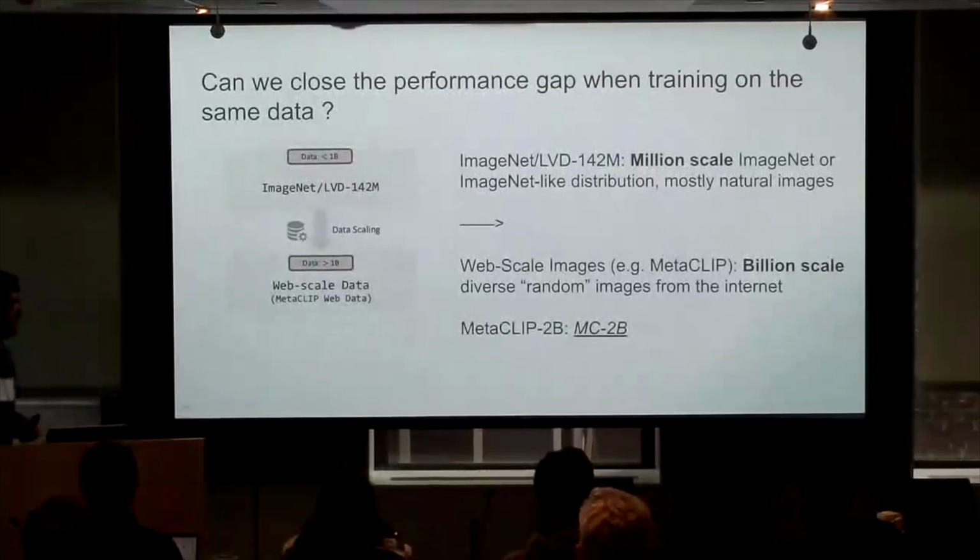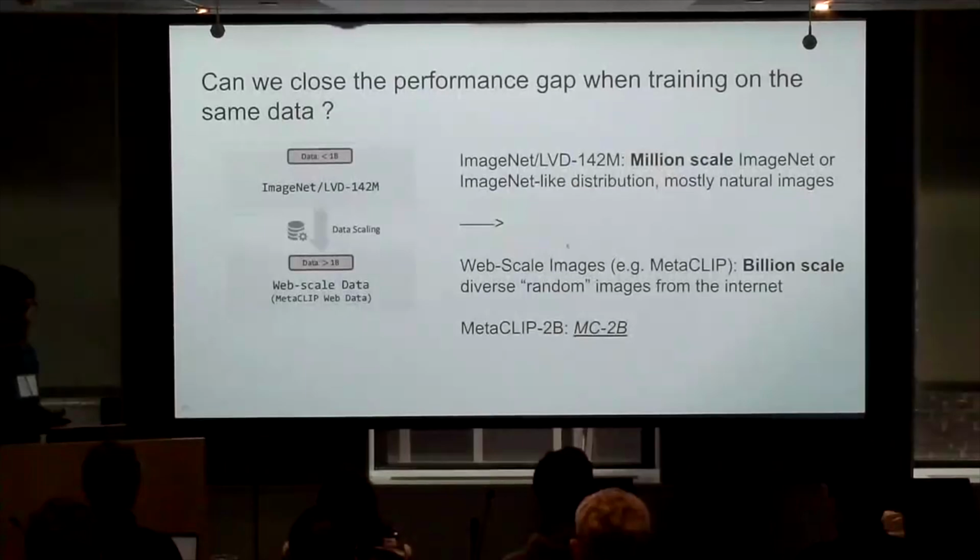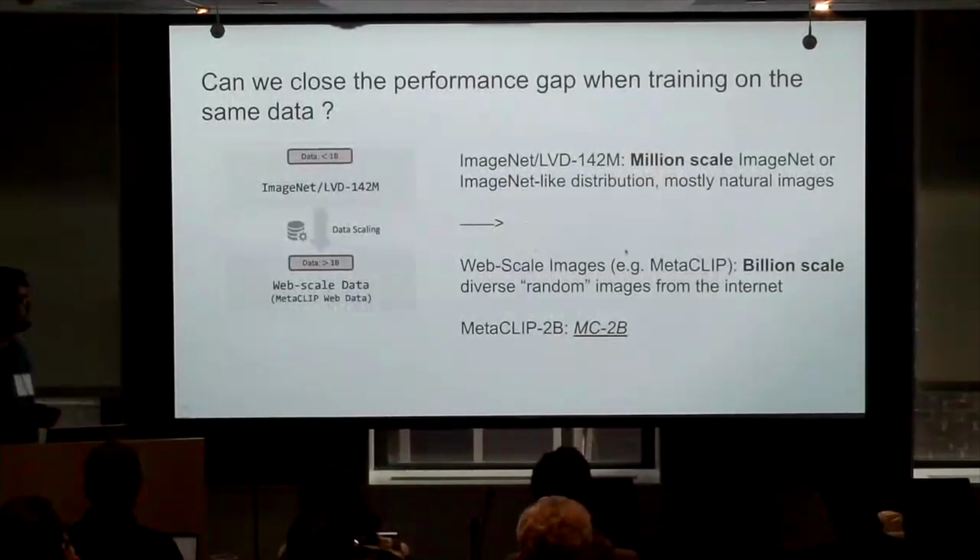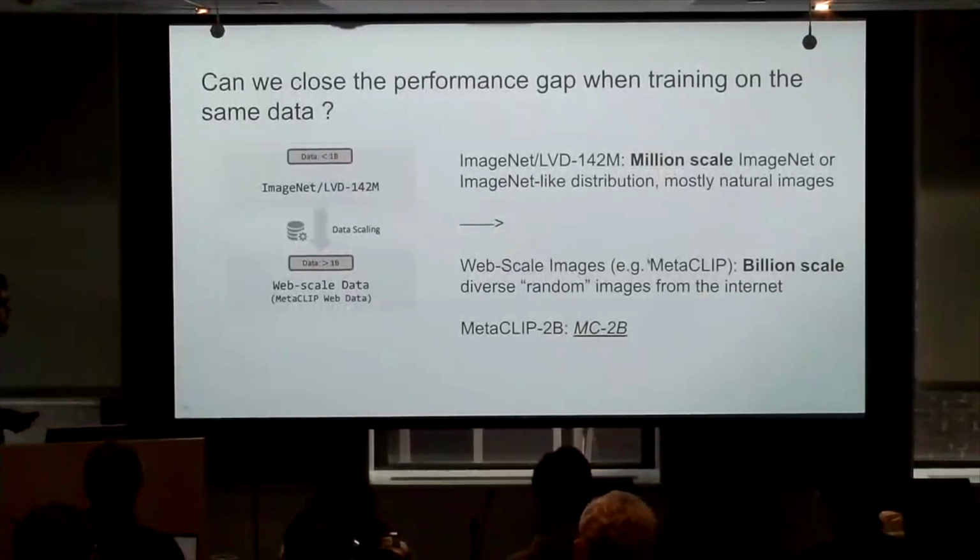Okay. And so this is the main idea behind this work. Basically, we're going to take an SSL method. We're not going to innovate on SSL. So here we're going to use Dino v2 mostly. And instead of training on ImageNet or an ImageNet-like dataset like LVD, we're going to scale that to web-scale images. Specifically, we're going to use MetaCLIP, a dataset introduced by Meta to reproduce CLIP, and that provides billion-scale diverse images from the internet.